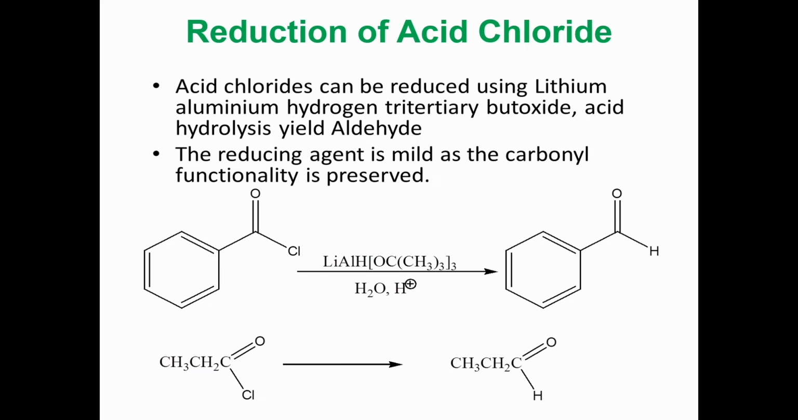In reduction of acid chloride, aldehyde is formed. But in this case, a special reducing agent is employed. This reducing agent is lithium aluminum hydride tri-tertiary butoxide, followed by acid hydrolysis. So whenever you see any question on reduction of acid chloride, remember it's going to form aldehyde, and it's not an ordinary reducing agent, but there must be tertiary butoxide in the reducing agent whenever you're talking about reduction of acid chloride.